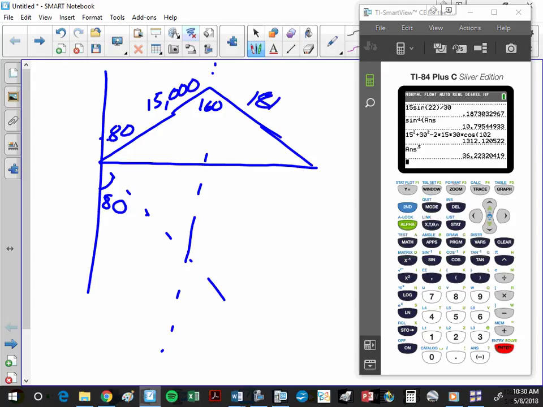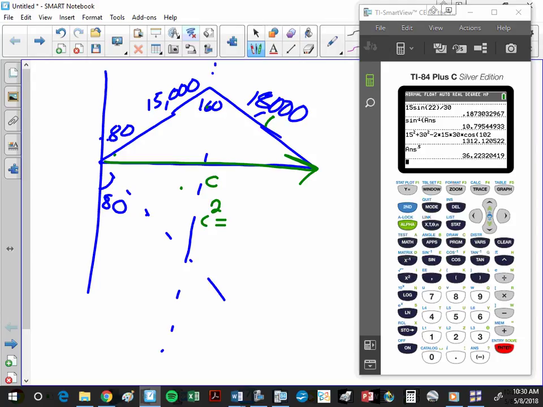And what do I want? I want the length of this. Am I going to use sines or cosines? Cosines. If I try to do sines, it won't work. The sine of 160 over this is equal to the sine of this over that. There are two unknowns, so that won't work. So I'm going to do, let's call this C.